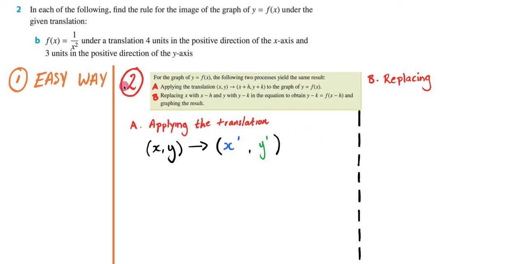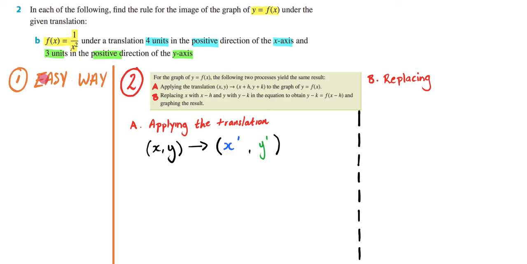So we're doing exercise 7a, and in this video I'll be answering question 2b, which says, in each of the following, find the rule for the image of the graph of y equals f of x under the given translation. For b, we've been given f of x equals 1 over x squared, and it's going to be under a translation of 4 units in the positive direction of the x-axis and 3 units in the positive direction of the y-axis.